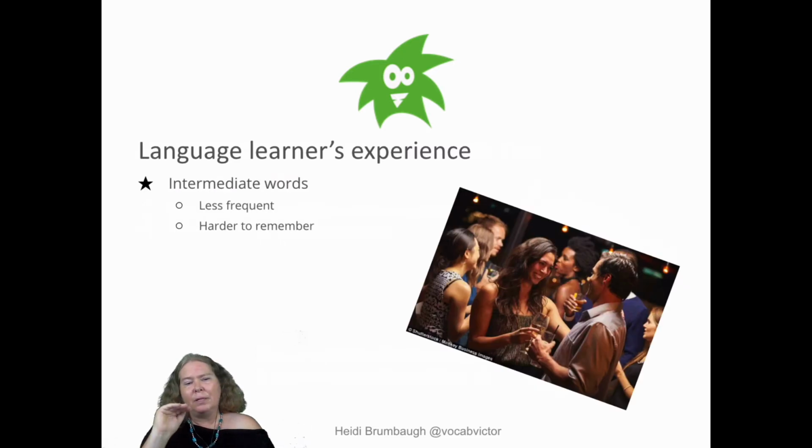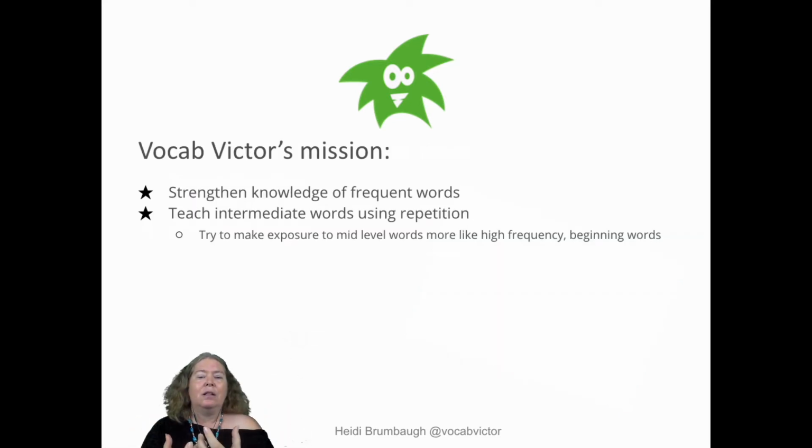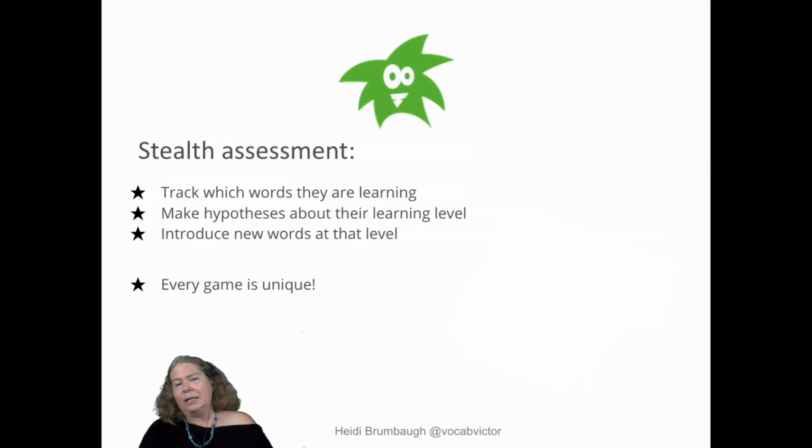Of course they're going to remember these words. But the problem is that once they get into the intermediate level vocabulary, the words are less frequent and they're harder to remember. So you think about going to a cocktail party, you meet somebody, you have a great conversation, and then you see them again 6 months later. Of course you don't remember their name. So I'm trying to strengthen the knowledge of frequent words, but I'm also trying to teach intermediate level words using repetition so that the exposure that they have towards these mid-level words is more like the high frequency beginning words. So one of the tricks that Vocab Victor uses is something called stealth assessment.